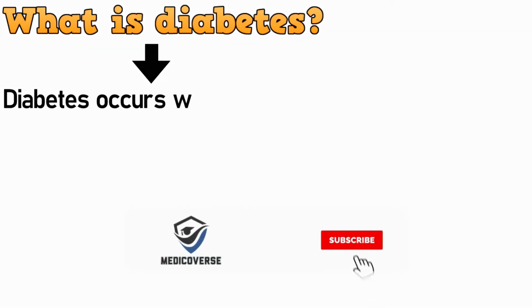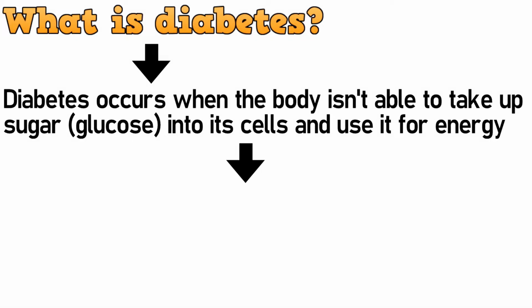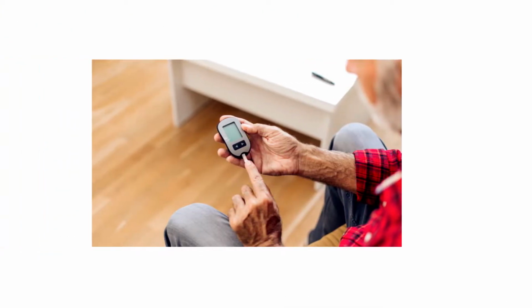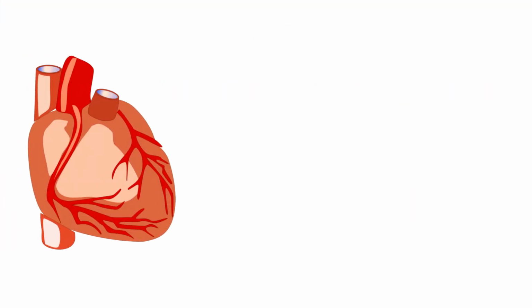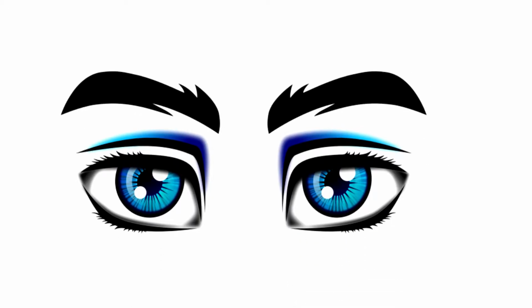Diabetes occurs when the body is not able to take up sugar into its cells and use it for energy. This results in buildup of extra sugar in the bloodstream. And poorly controlled diabetes can lead to serious consequences, causing damage to a wide range of the body organs and tissues, including the heart, kidneys, eyes, and nerves.